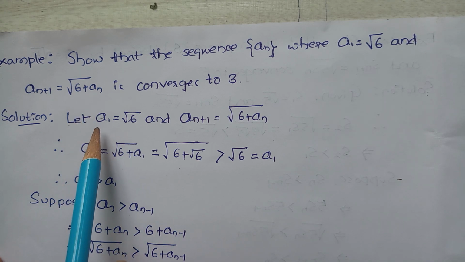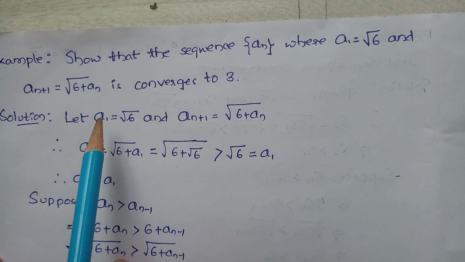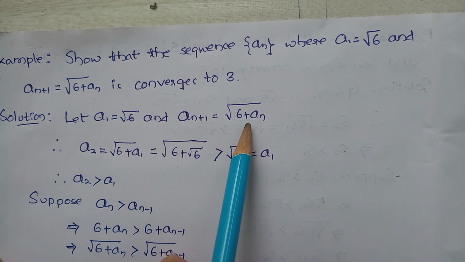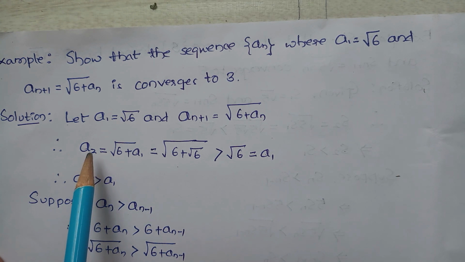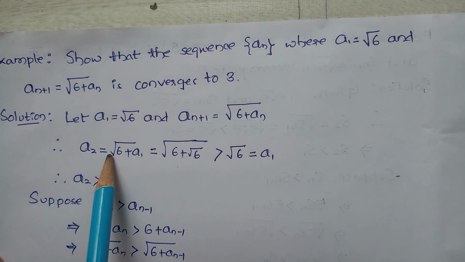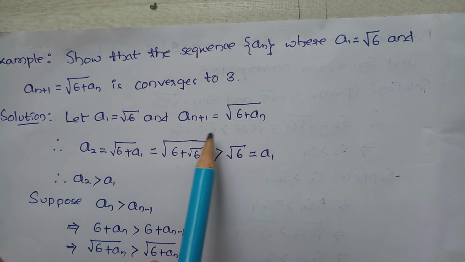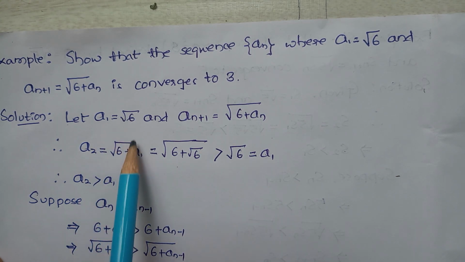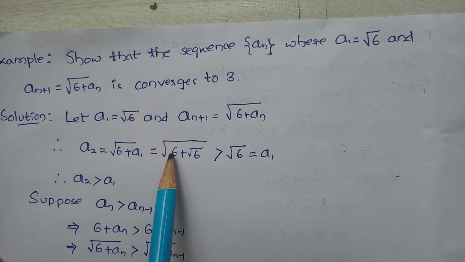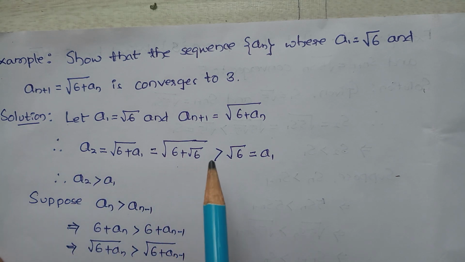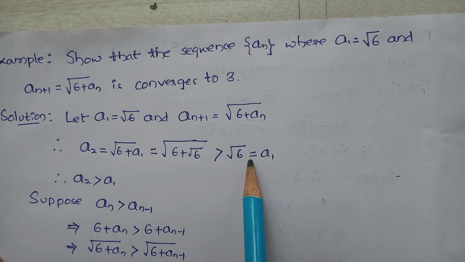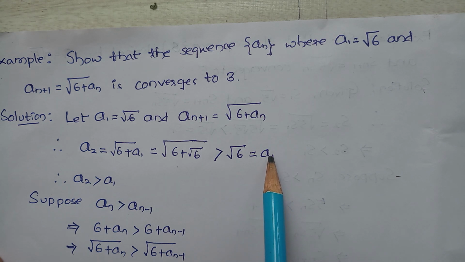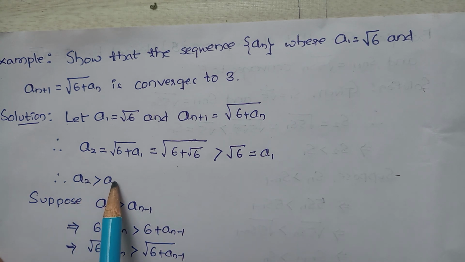Here, what is the given data? Let a1 be equal to root 6 and a(n+1) equal to root of 6 plus an. So if I put n equal to 1, it becomes a2 equal to root of 6 plus a1. You know that a1 is root 6, so it becomes root of 6 plus root 6. This is obviously greater than root 6, that is a1. So therefore a2 is greater than a1.